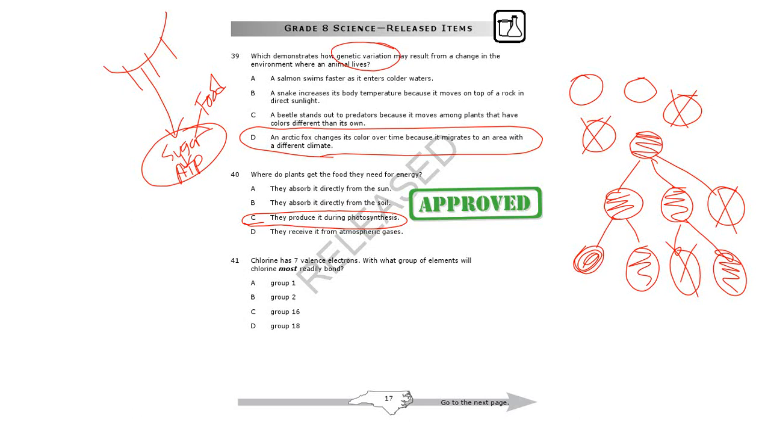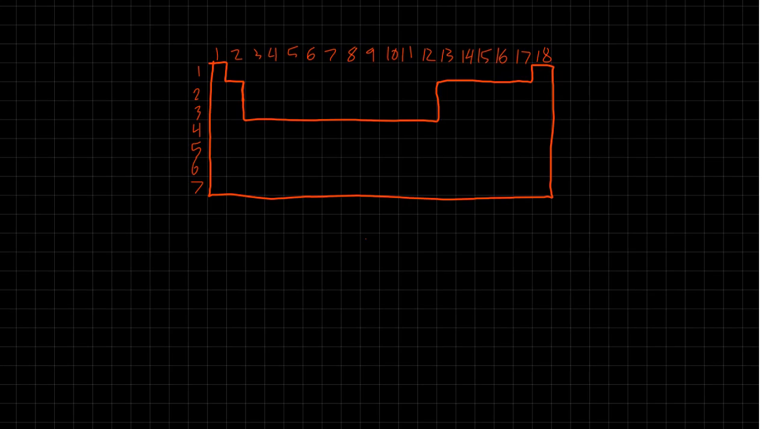Alright, so here we are. This is part 4. We're on question 41. Chlorine has 7 valence electrons. With which group of elements will chlorine most readily bond? Okay, so to answer that, we got to think about the periodic table.